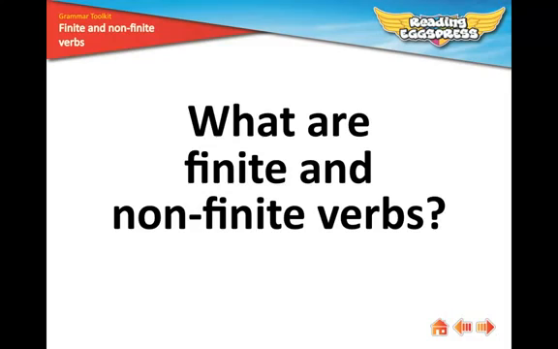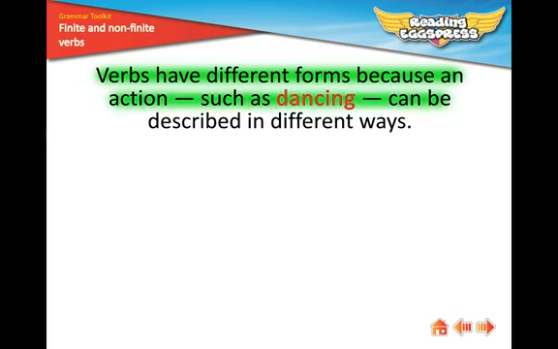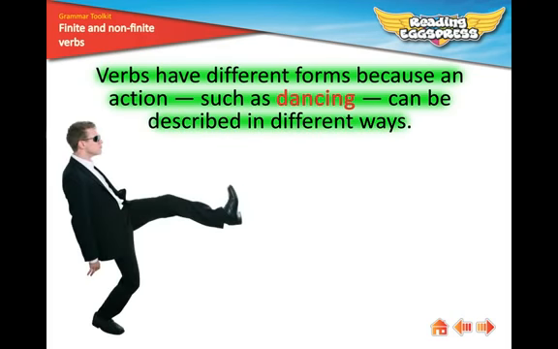Finite and non-finite verbs. What are finite and non-finite verbs? Verbs have different forms because an action, such as dancing, can be described in different ways. Here is Zeke, dancing. In a rather odd way. Let's see how the verb is used.